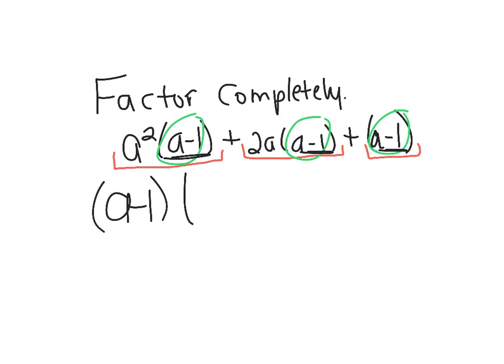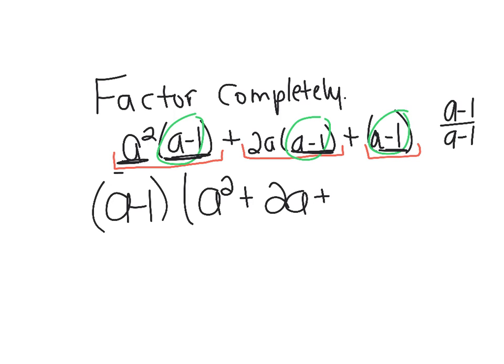And so when we factor (a - 1) out of a squared times (a - 1), we are left with a squared. When we factor (a - 1) out of 2a times (a - 1), we are left with 2a. And when we factor (a - 1) out of (a - 1), really what happens when you're factoring these things out is that you're dividing them out, or dividing out a factor of (a - 1). And so when we divide (a - 1) by (a - 1), we just get a positive 1. And so the answer becomes, at this step of the problem, (a - 1) times (a squared + 2a + 1).